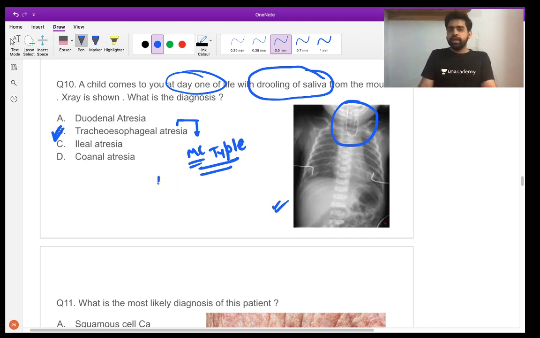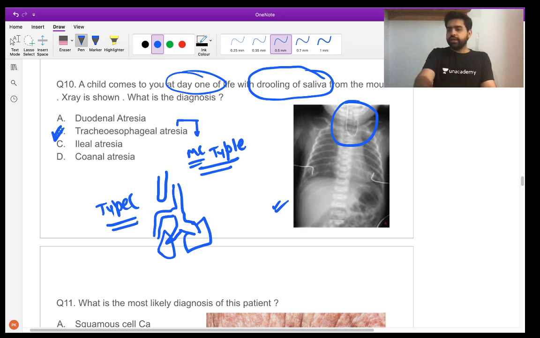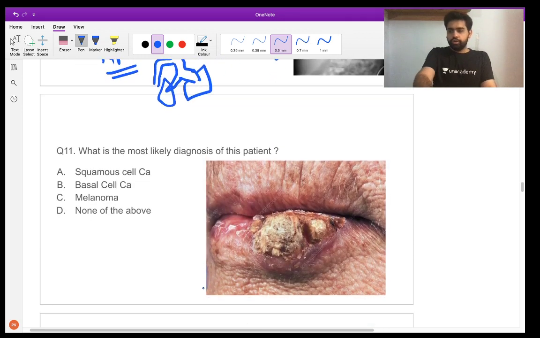What happens in this? There is an atretic portion of the upper part of the esophagus, and the lower part of the esophagus is communicating with the trachea. So this is the most common type of tracheoesophageal fistula, type C. Okay, good. Right, let us move on to the next question. Good, guys. Good, Ekta.